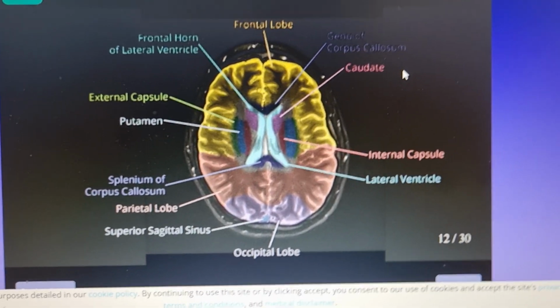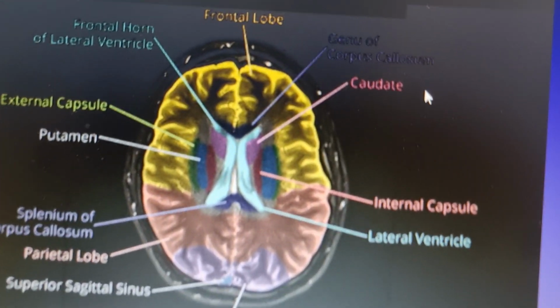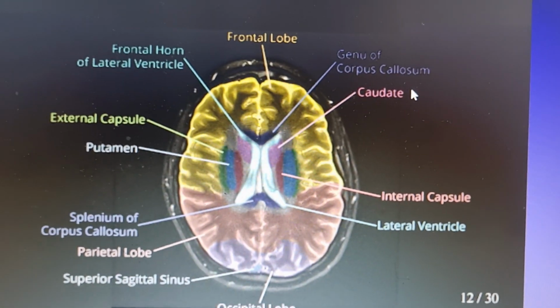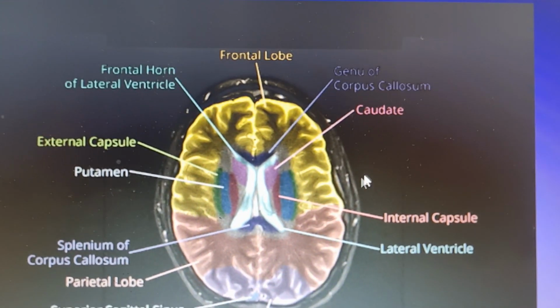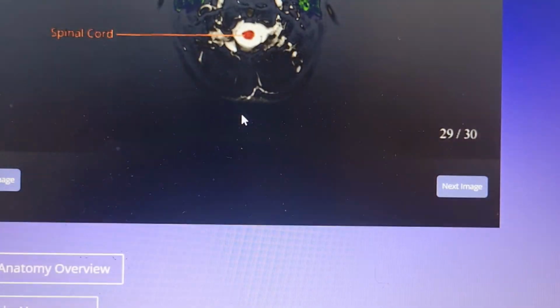The normal MRI brain, the brain anatomy in the MRI, how to look for it. So first I will explain the normal brain MRI so that you can differentiate the pathology by seeing an abnormal MRI. So this is the brain.